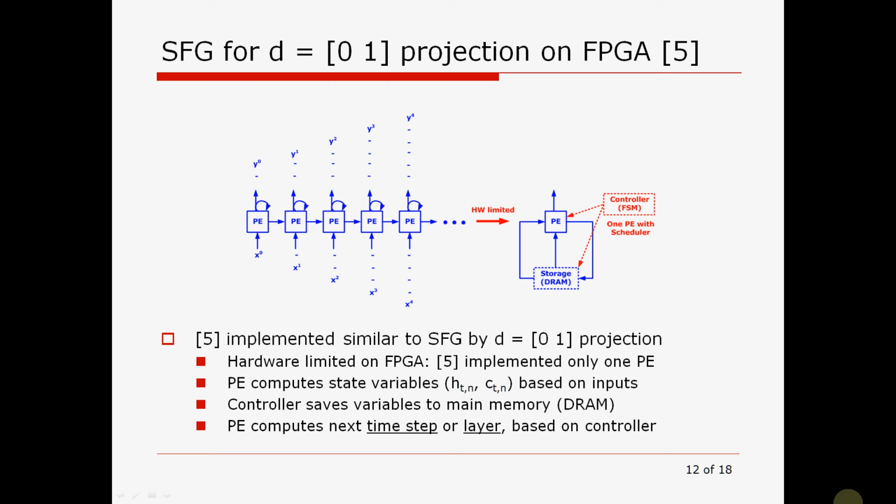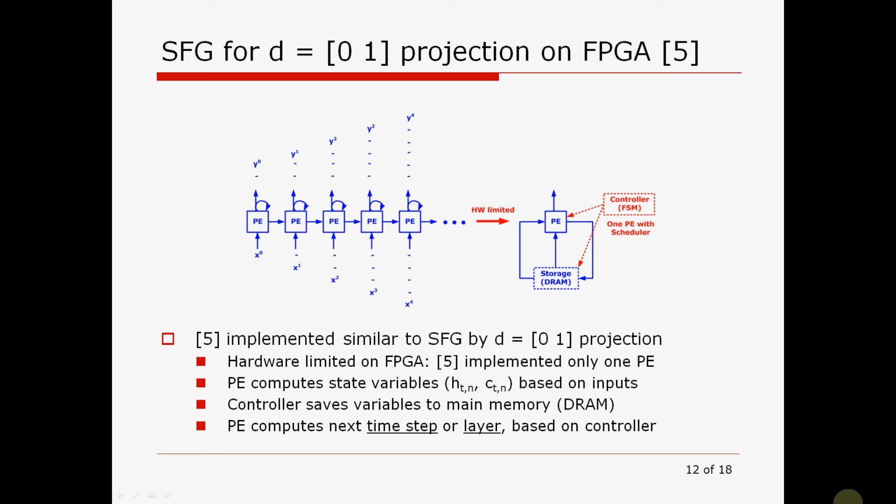So the signal flow graph that was implemented on the FPGA I'm showing on this slide here. Interestingly, they used the d equals 0, 1 projection, the top projection on the previous slide, and that involves an unbounded number of processing elements. The problem was the FPGA itself was hardware limited, so they couldn't have an unbounded number of processing elements. They only ended up implementing just one processing element, and they had a controller or an FSM that would schedule the data going back and forth from the processing elements.